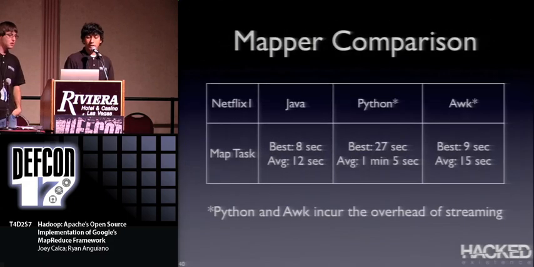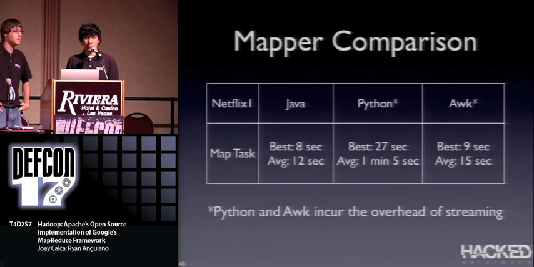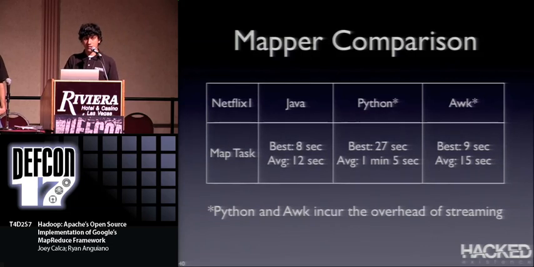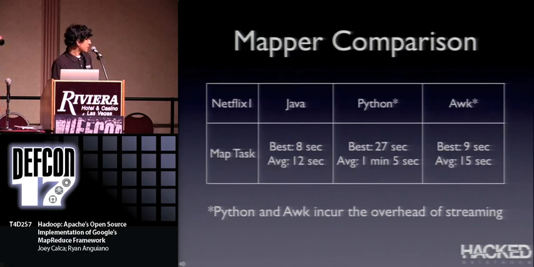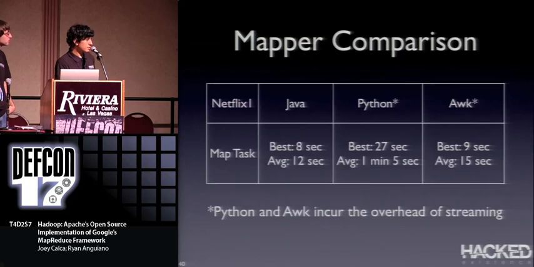And here are some mapper comparison times. Java's best was 8 seconds a node, and it averaged 12. Python and awk incur a streaming overhead, because streaming has to add all these functions to translate a MapReduce job into standard in and standard out. So you can see Python really doesn't do that great compared to Java. But awk, since it's a really fast executable, best was 9 seconds, average 15. So you can see that 2-line file is pretty comparable to that large Java file that you saw.